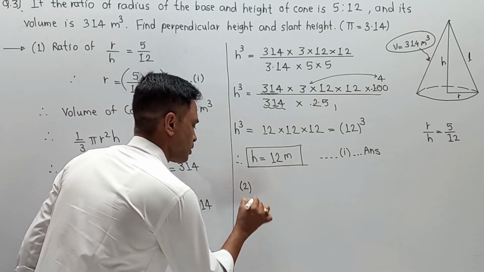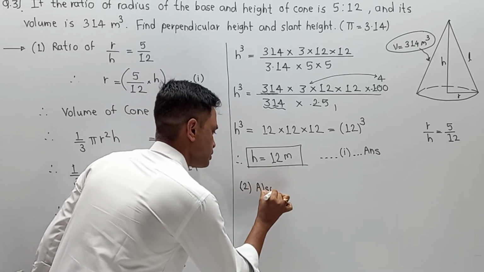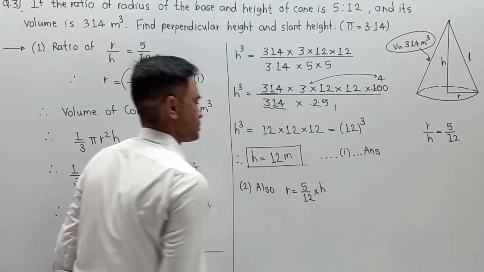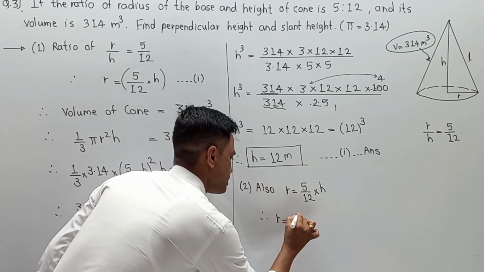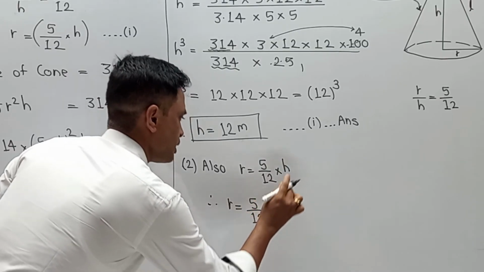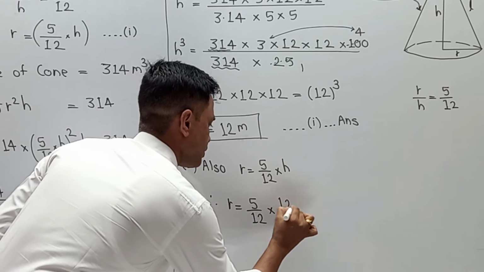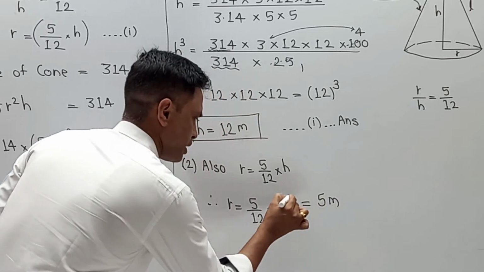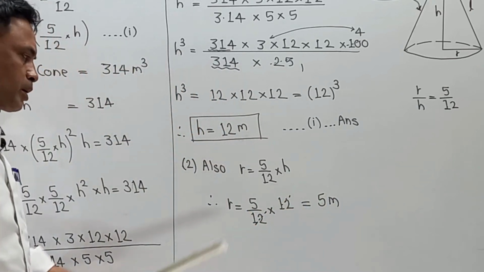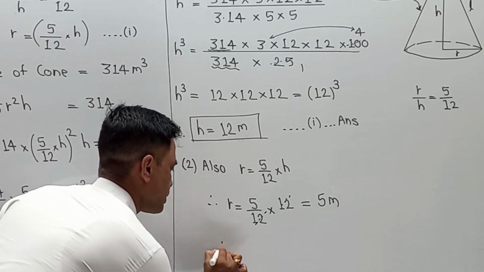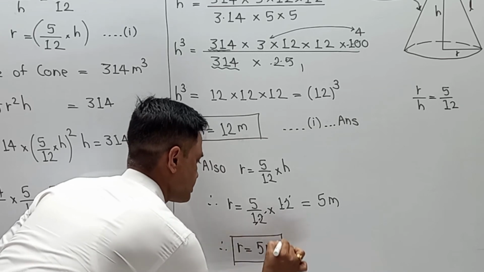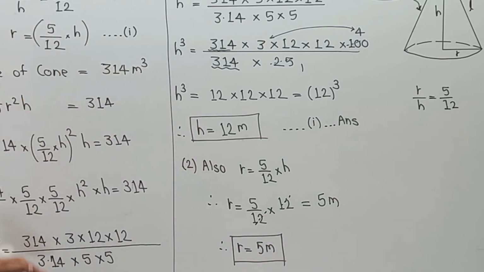So the second part in calculation: r is equal to 5 upon 12 into h. Therefore, r is equal to 5 upon 12 into h. h is already 12. Here 12 gets cancelled with 12 and our answer becomes 5 meter. So you are able to get the radius r, and that becomes 5 meter. Now as per space availability, I am writing it over here. In your notebook, please write it systematically.